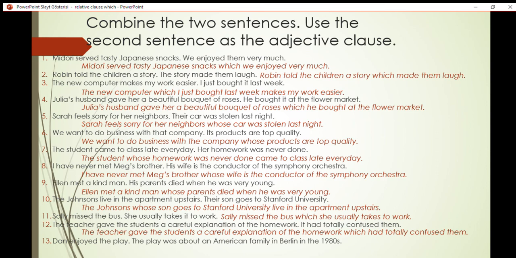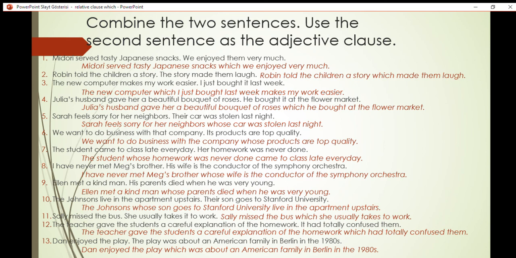And 13, Dan enjoyed the play. The play was about an American family in Berlin in the 1980s. We're talking about the play, right? And it's at the end of the first sentence. So we're going to put the relative clause at the end of the first sentence, and we're going to say, Dan enjoyed the play, which was about an American family in Berlin in the 1980s.